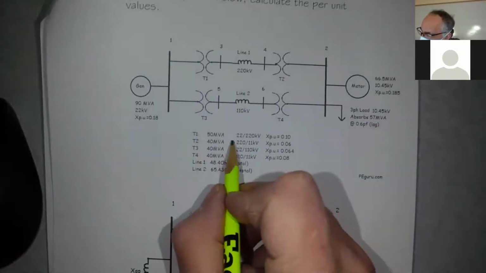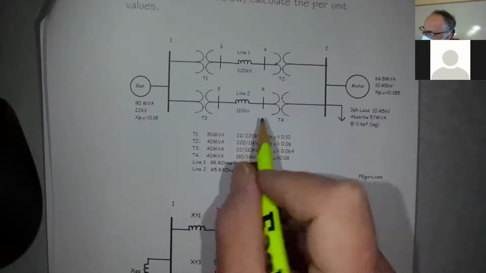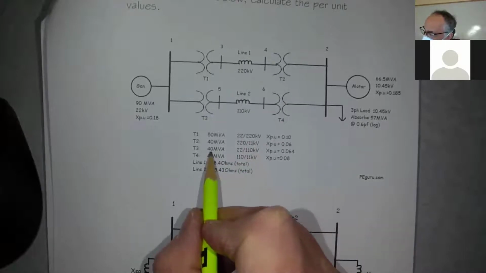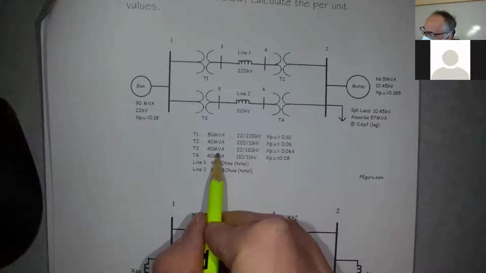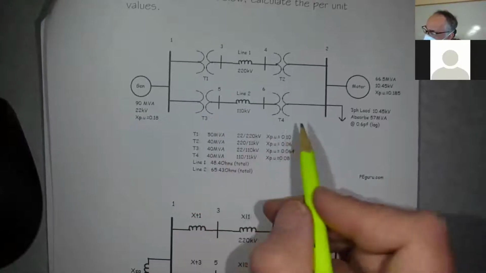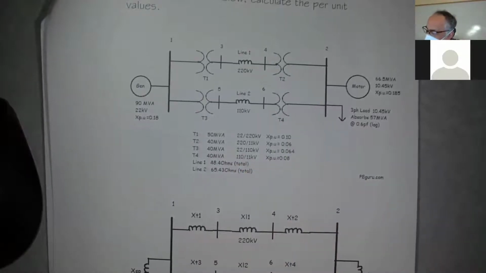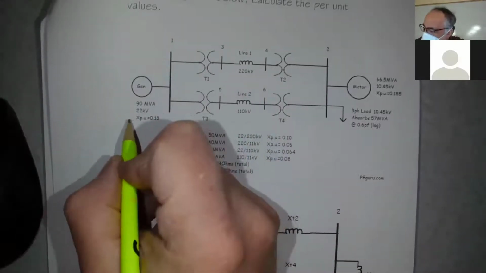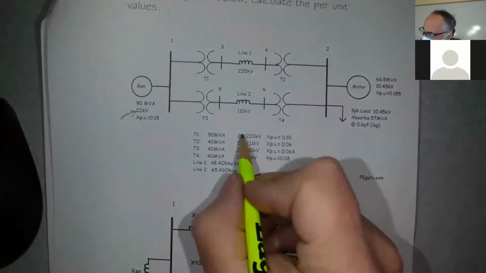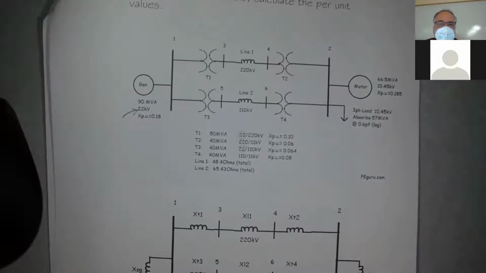We notice the transformers though, T1 is 22 to 220, T2 is 220 to 11, T3 down here is 22 to 110, and T4 over here is 110 to 11. Okay, so it looks like over here we can keep that base, right? Because that's what we're using here and here. Does everyone see that?